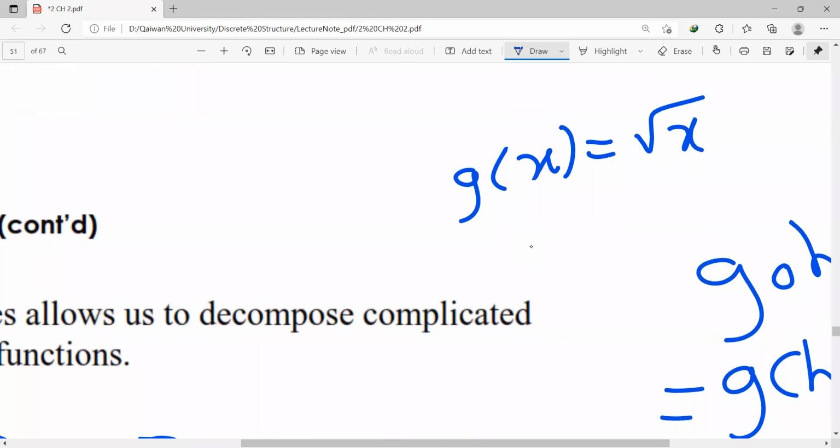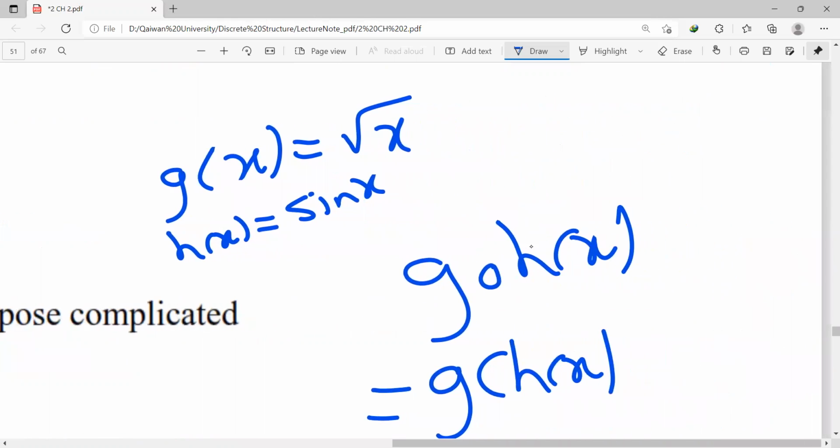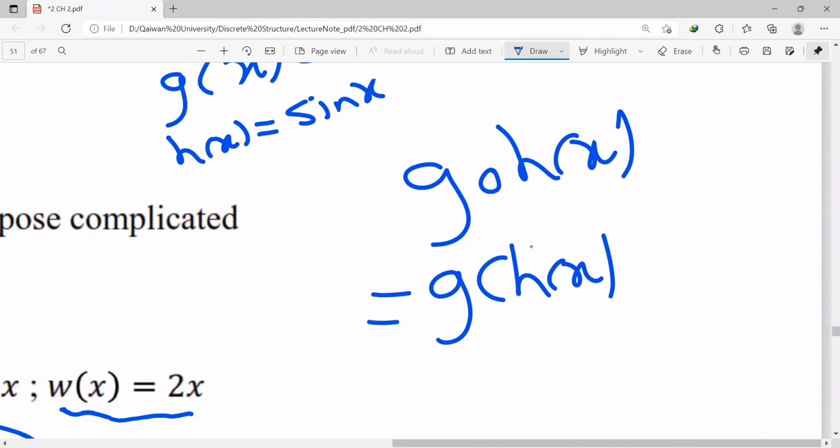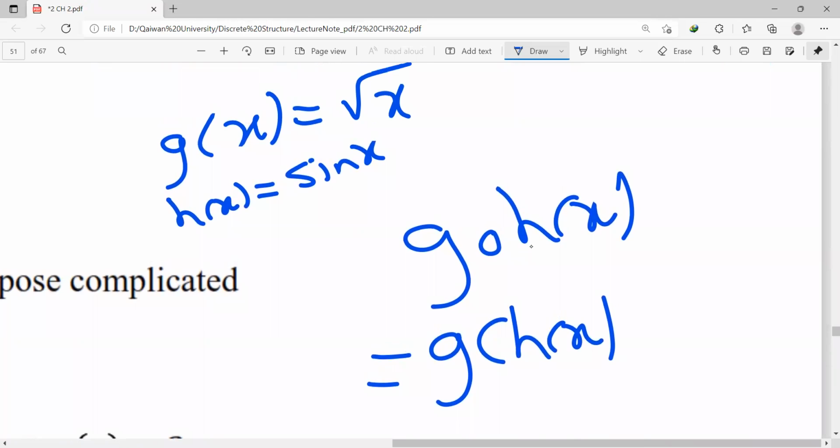Let's write down them both. To find g circle h of x, that means we should find g of h of x. Here, g of x is the square root of x. How about g of 2?